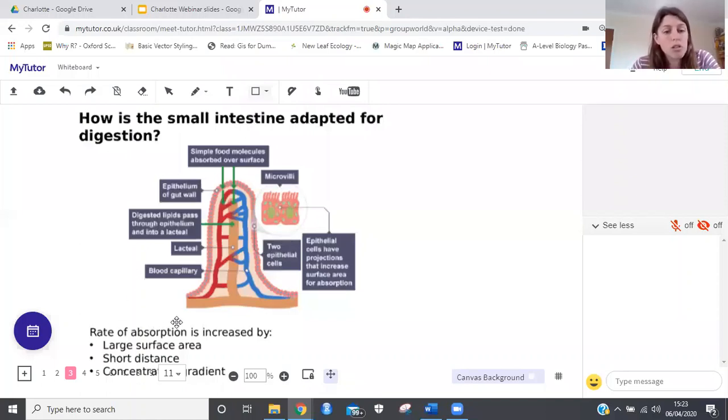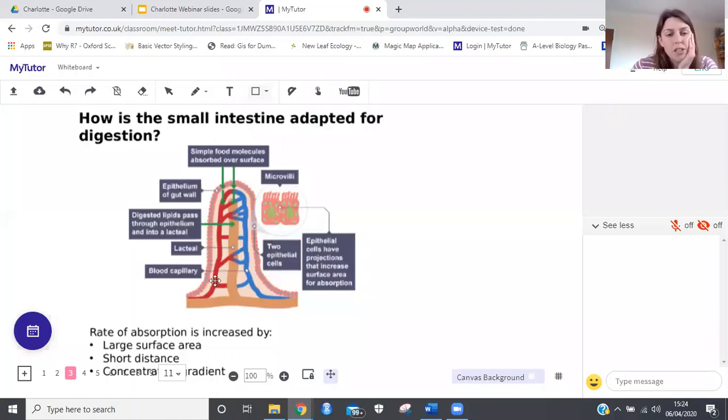The rate of absorption is increased by having a large surface area, a short distance, and a concentration gradient. This is very similar to the diffusion that we talked about in the last tutorial. So the villi, all projecting from the surface of the small intestine, provide that huge surface area for molecules to be absorbed over. The fact that they each have capillaries running next to them means that there's a short distance for that absorption to take place.